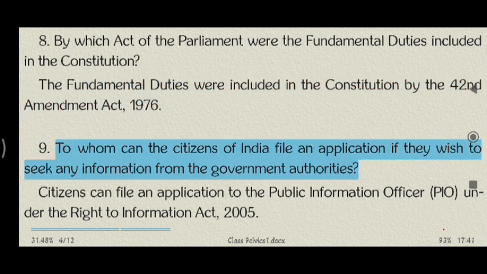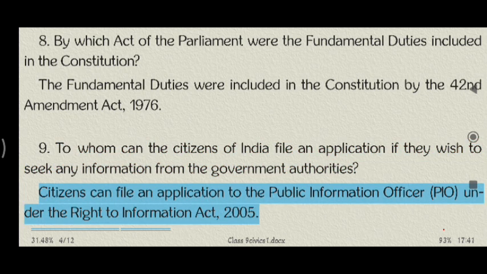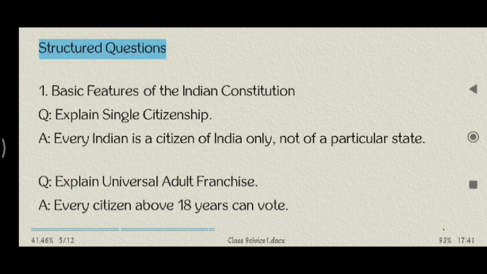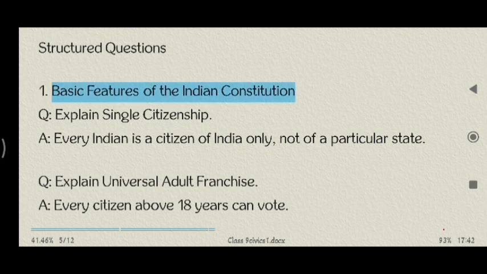9. To whom can the citizens of India file an application if they wish to seek any information from the government authorities? Citizens can file an application to the Public Information Officer, PIO, under the Right to Information Act, 2005. Structured questions. 1. Basic features of the Indian Constitution.